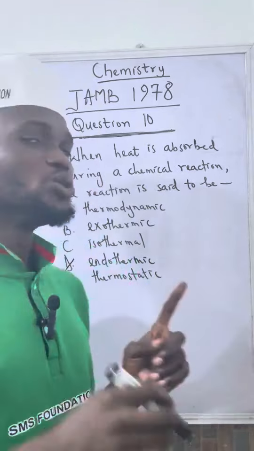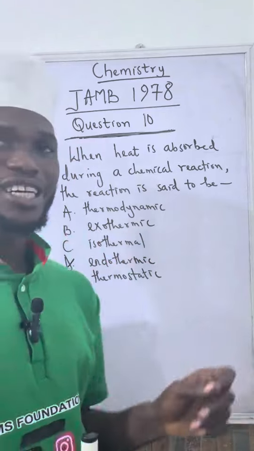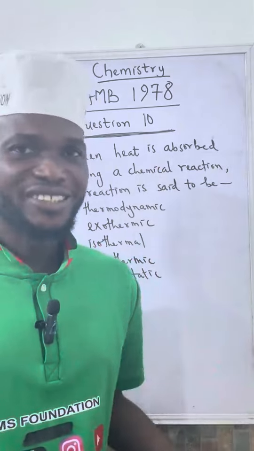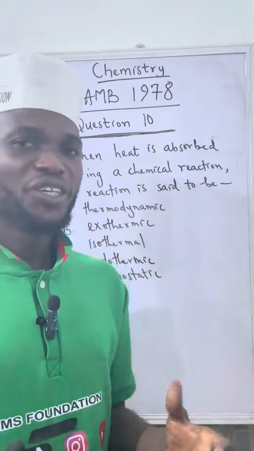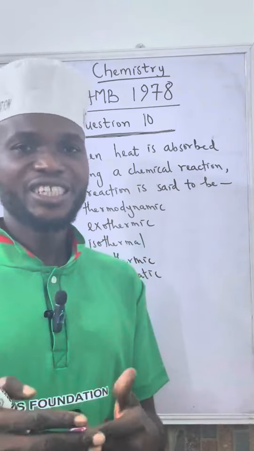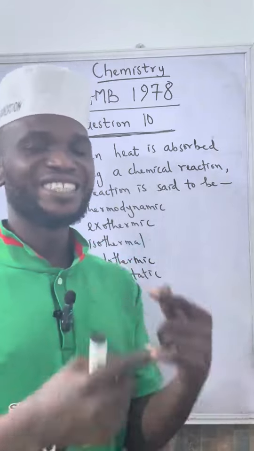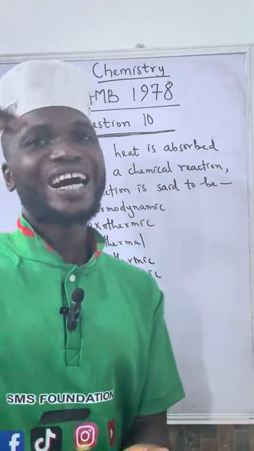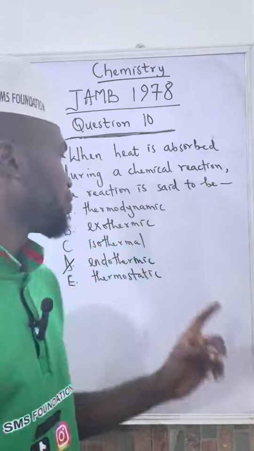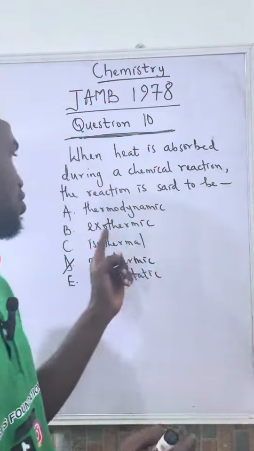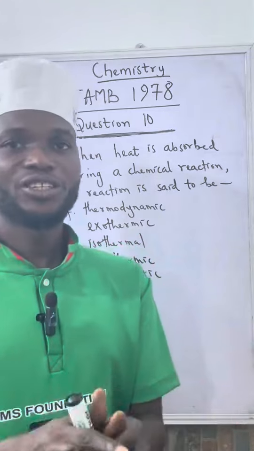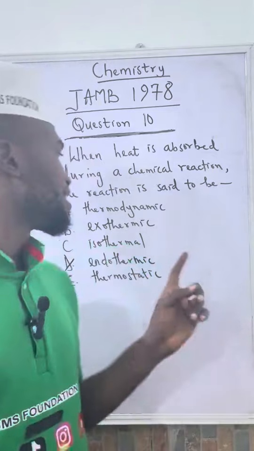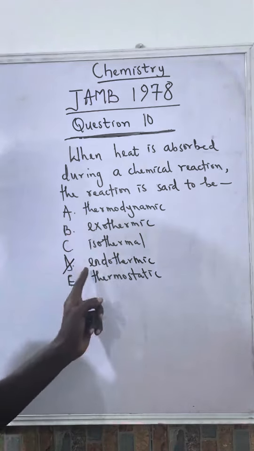So that is endothermic. But the other one is exothermic. This is when heat is given off to the surrounding. In this case, the energy of the product is always lower than the energy of the reactant. But for endothermic, the energy of the product is always higher than the energy of the reactant. So in the case of exothermic, if you touch the container, it will feel hotter or warmer. So that is exothermic. So the answer to this is endothermic.